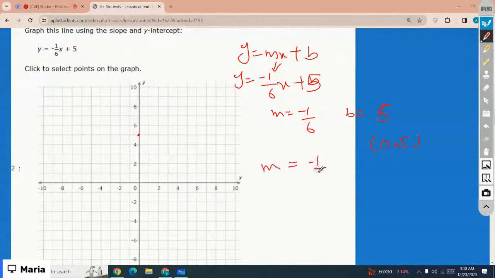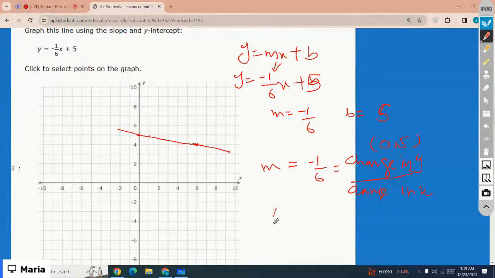Slope is change in y divided by change in x. So negative 1 means the y is changing below. Negative 1 means you don't move up, you need to move down. And then 6 points on the x. Move 1 point down and 6 points on the x-axis. These are the 2 points you need to plot the graph on, right? You just have to plot, join them and make a graph.